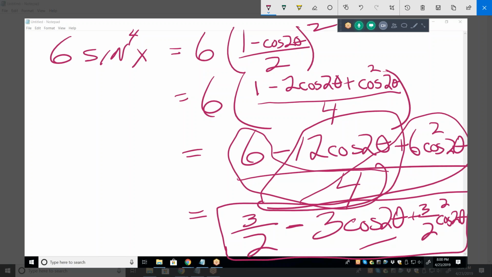So for 35, it said 9/4 minus 3 cosine 2x plus 3/4 cosine 4x. Like that? Yeah.